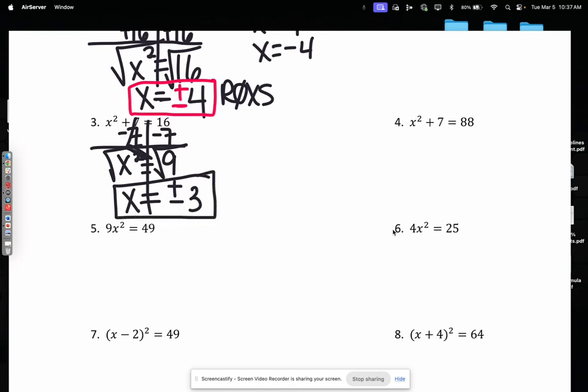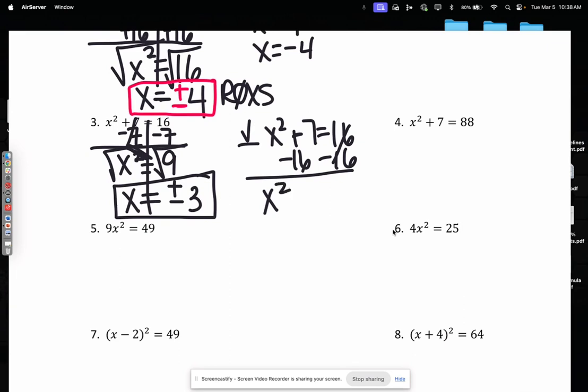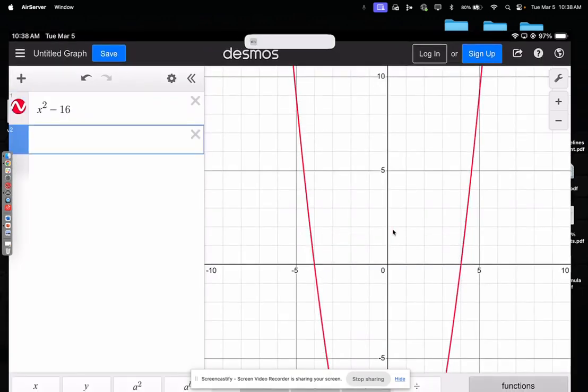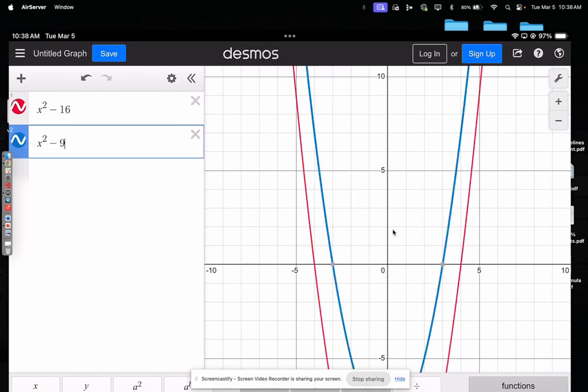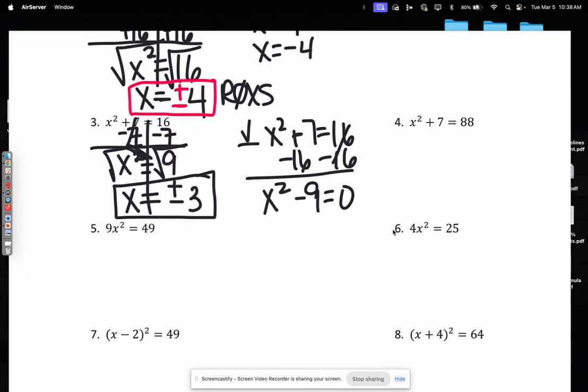And again, if you're going to graph this one, we have to make sure everything is on the x squared side. So x squared plus 7 equals 16, and now we minus our 16 over here. If you're going to check it, it has to be equal to 0, where that 0 is our y value on our root. So now we can graph this and check it. x squared minus 9: negative 3 and positive 3.